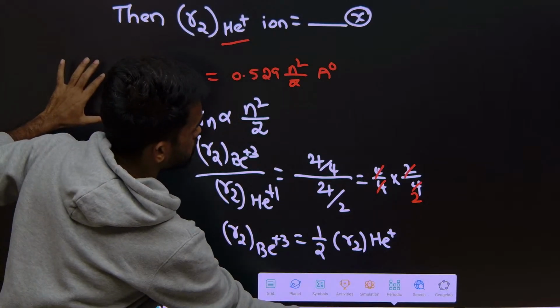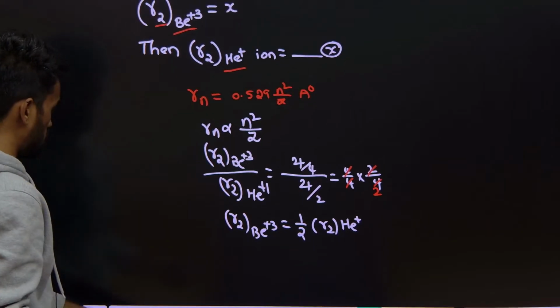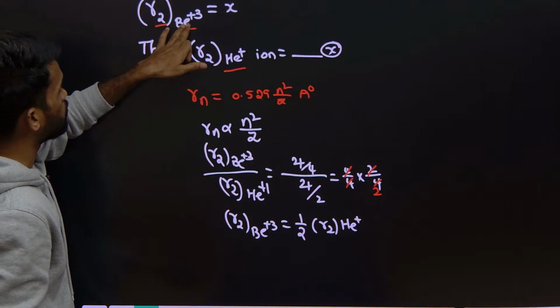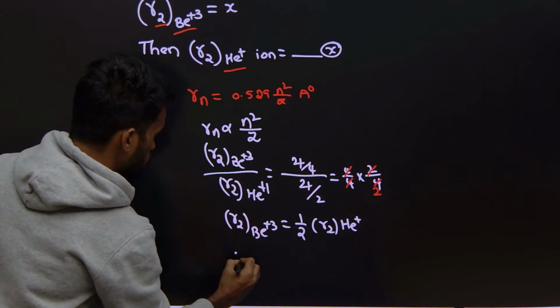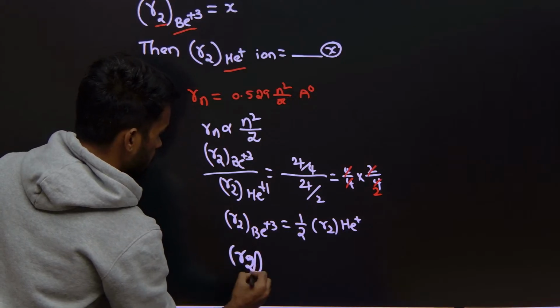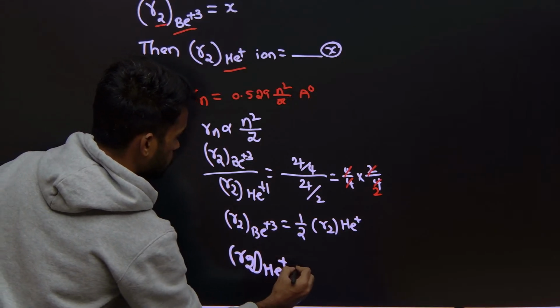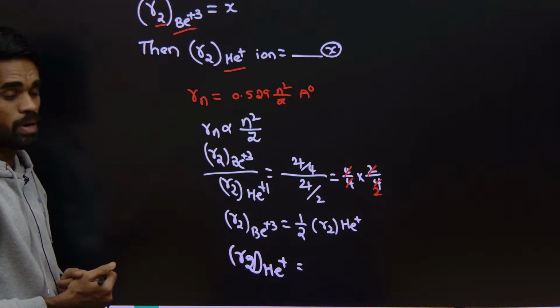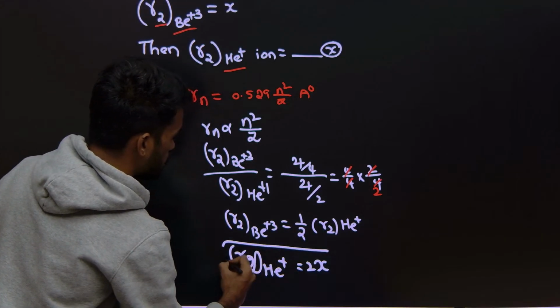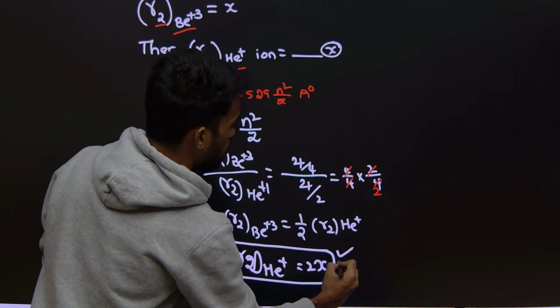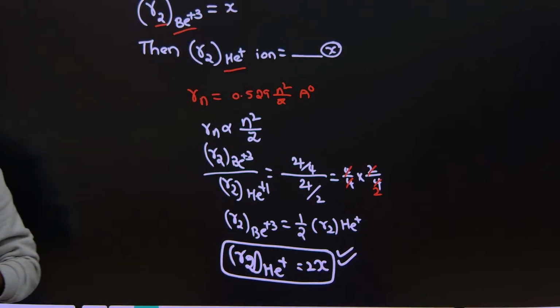Here R2 of beryllium plus 3 is x, so this value is x. Then R2 of helium plus is how much? 2 times R2 of beryllium plus 3, so that is x into 2. So 2x will be your answer for the question. Hope it is very clear.